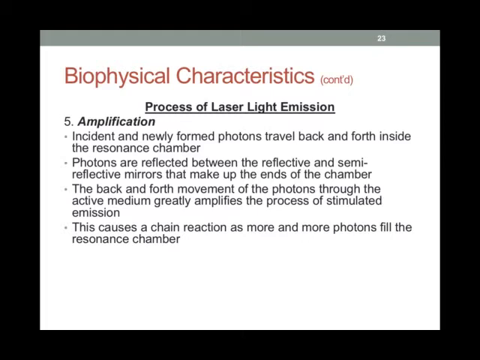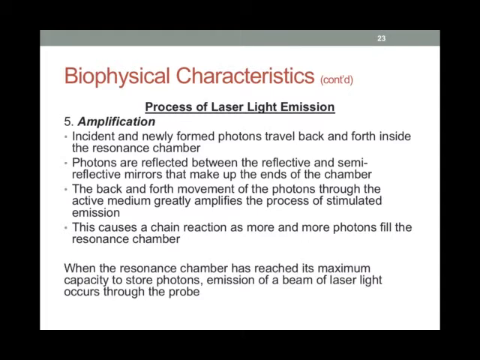Okay, and that chain reaction creates more and more photons in the resonance chamber until there's a maximum capacity of that chamber to store the photons, and then they're emitted as a beam of laser light. That comes out through the partly reflective surface, the semi-reflective mirror. And what you see when we turn on a laser is that little lapse of time before it's able to emit, and that's just what's happening. It takes that little bit of time for the photons traveling back and forth to get enough of them together so that they can produce that beam of energy.